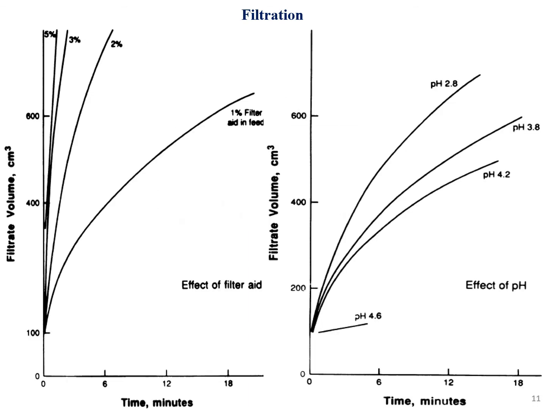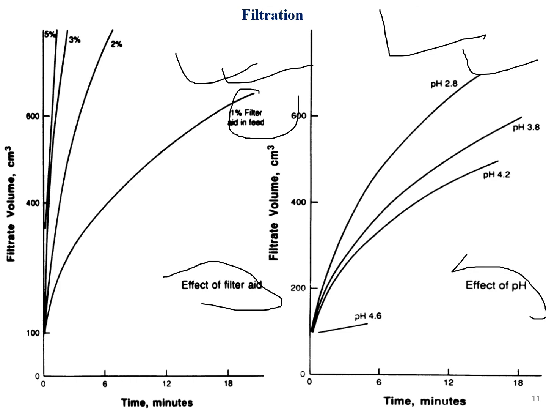Moving on, these are some filtration graphs. As you can see, this is the filter rate volume, and it depends on the time. All right, so these are not important graphs, but they depend on how it works. So these are pH related graphs, and these are concentration related graphs, showing how dense or how less dense it is. So this is the effect of pH, and this is the effect of filter rate.